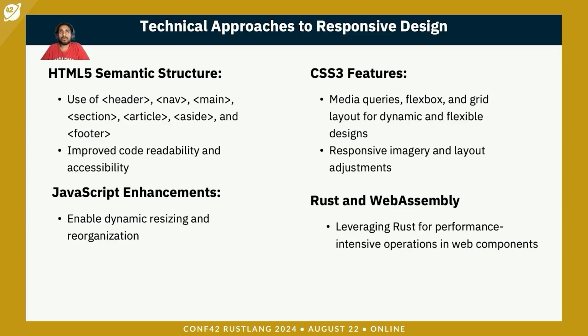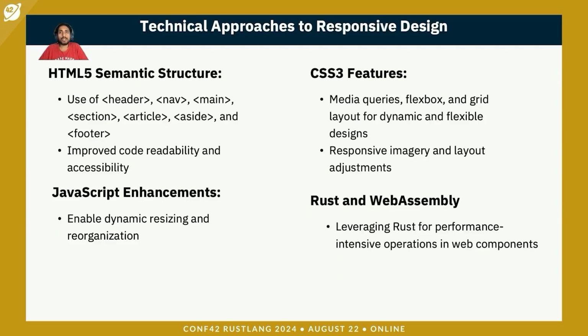CSS3 offers several powerful tools for creating responsive designs. Media queries allow us to apply different styles based on the device characteristics, ensuring that our layouts are optimized for any screen. Flexbox and grid layouts enable us to build flexible, responsive designs that adapt dynamically. Responsive imagery through techniques like srcset and sizes ensures that the right image is loaded based on the user's device and screen size, further optimizing performance.